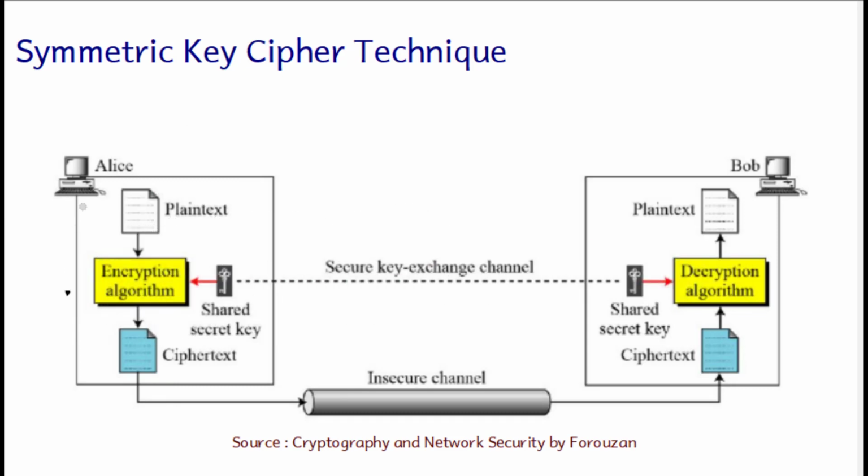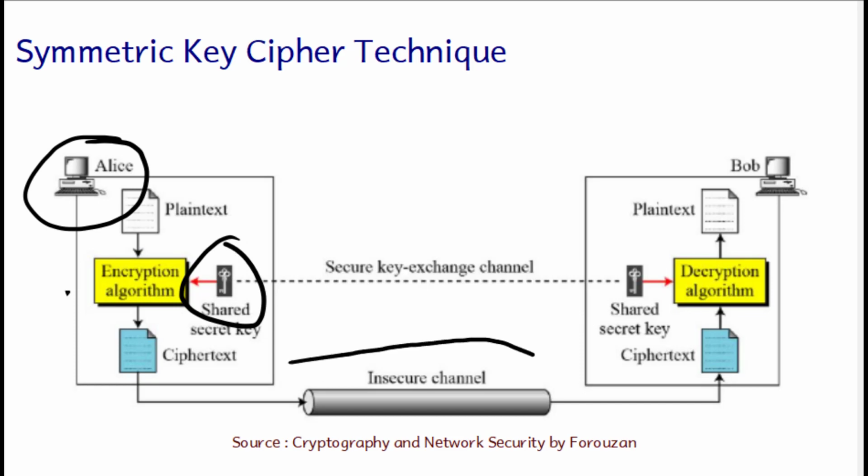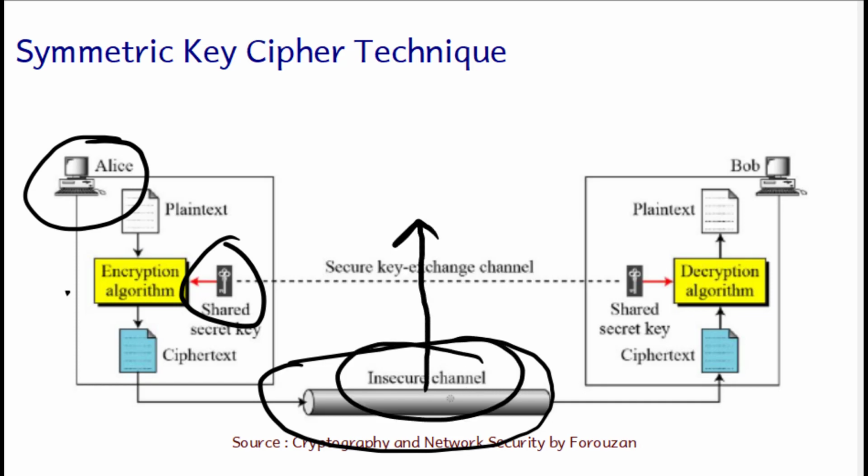It can happen that either Alice generates this key or Bob generates the key, and they need to share the key. They must have this key, and this key is very, very important. And they have an insecure channel by which they share the encrypted data, the ciphertext. Now why is it called insecure? Because anybody can access this particular channel.